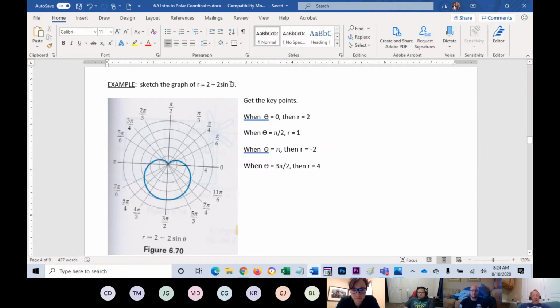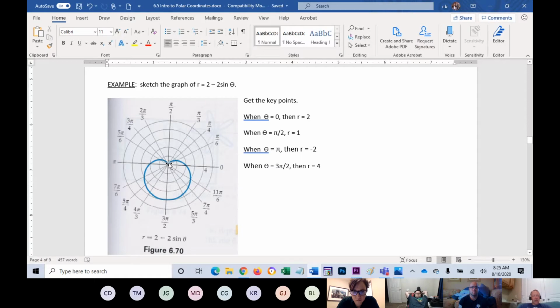So when theta equals 0, sine of 0 is 0, so 2 minus 0 is 2, okay? And so I'm going to go 2 units to the right, and I've got this point right here, okay? When theta equals pi halves, sine of pi halves is 1. 1 times 2 is 2. 2 minus 2 is 0, so that puts me right at the pole, okay? When theta equals pi, sine of pi is -1. -1 times -2 is +2. 2 plus 2 is 4.